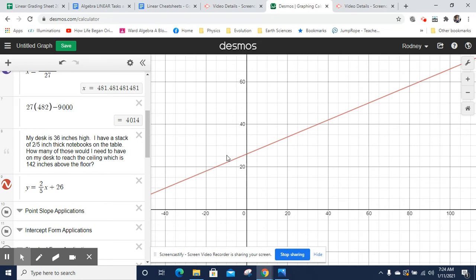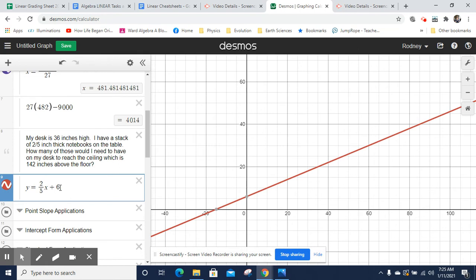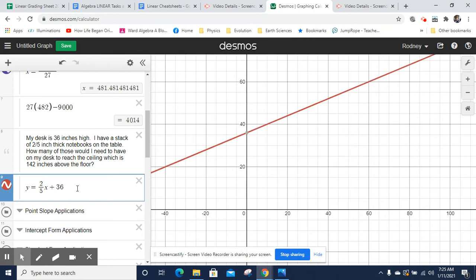And we're not going to have negative numbers of notebooks, but we could, of course, restrict the domain if we wanted to. But I'm not going to worry about that right now. What we really want to figure out is how many notebooks, where x is the notebooks, it would take for y, the stack, to reach the ceiling. So this is the overall height of the stack on my desk. Oops, that should be 36.